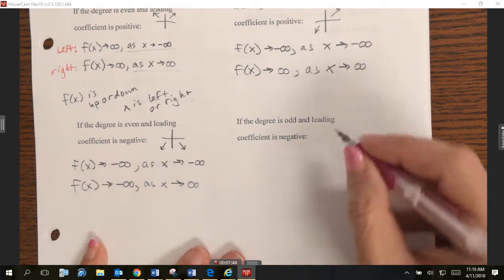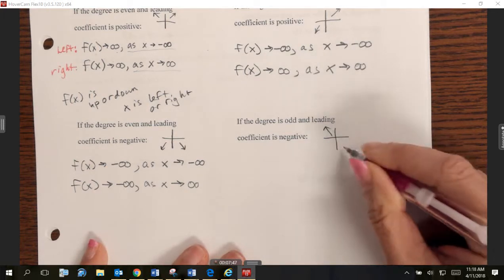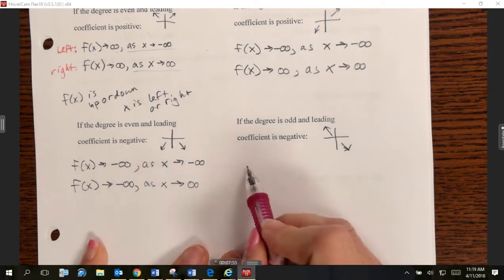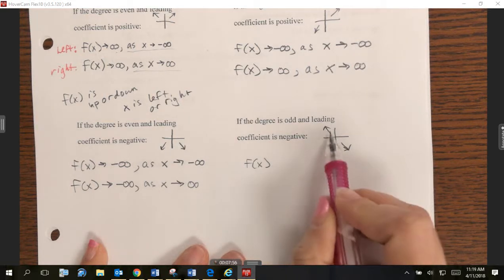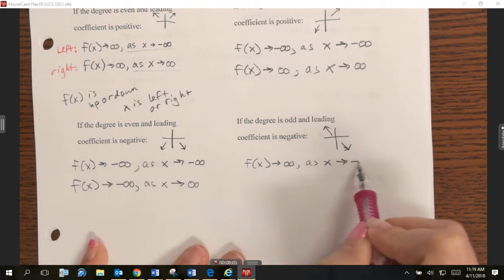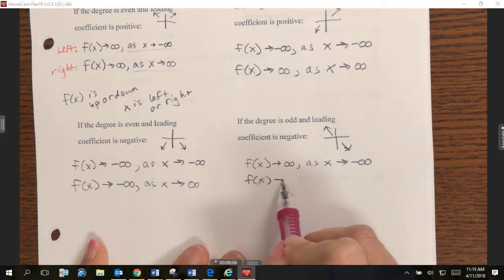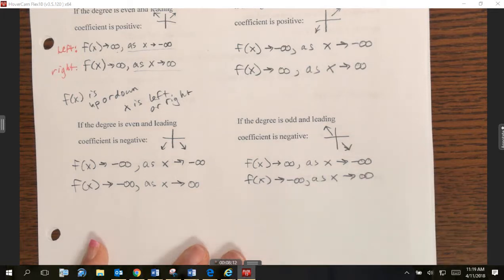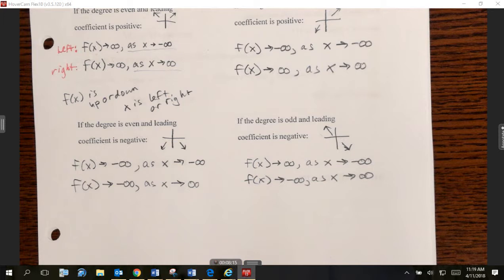Then the last one: if the degree is odd and the leading coefficient is negative, we know the ends are going to look like that. We're going to say the function on the left side is going up. So f of x approaches positive infinity as x approaches negative infinity. And then f of x approaches negative infinity as x approaches positive infinity. So you see the "as x" part is the same for every single one of them. It's those y's that change, up or down.